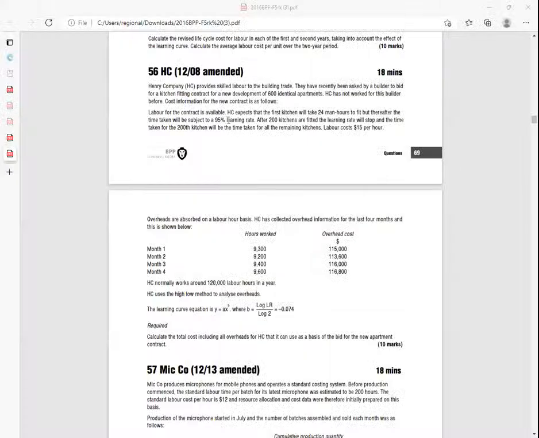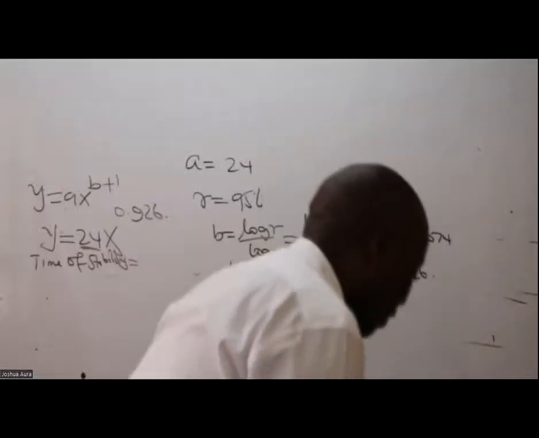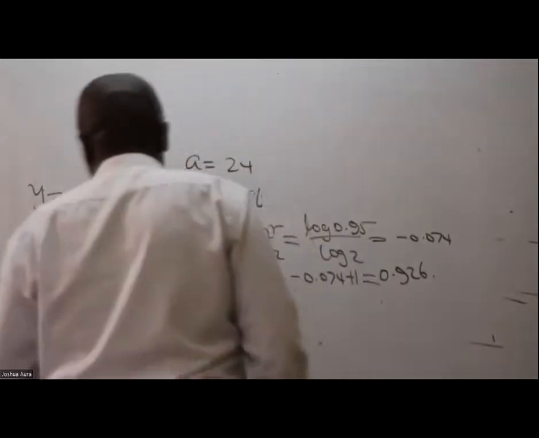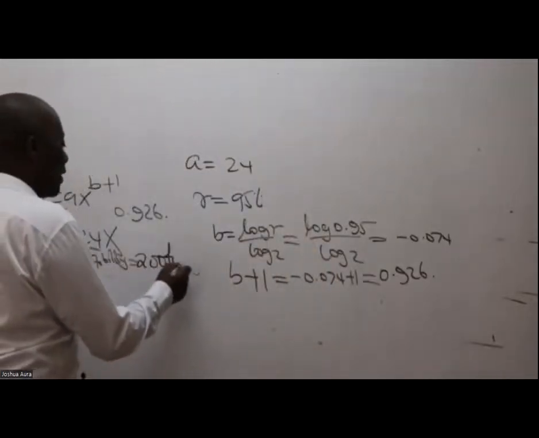Here is what they told us. That labor cost for the contract is available. HC expects that the first kitchen will take 24 man-hours to fit, but thereafter the time taken will be subject to 95% learning rate. After 200 kitchens are fitted, the learning rate will stop, and the time for the 200th kitchen will be the time for the remaining kitchens. Great. So in this case, give us the time of stability. The time of stability is the time of the 200th kitchen.